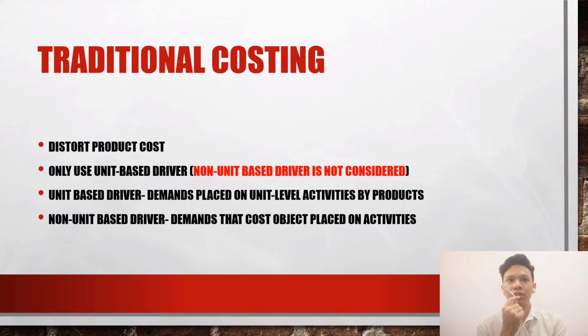Now, traditional costing may distort the product cost. This means that it may give false or incorrect information. This is because traditional costing only uses unit-based drivers to calculate. Non-unit-based drivers are not considered in the calculation. The unit-based driver means the demand placed on unit-level activities by products. This means they calculate it for each unit. For example, for 1 unit of product, they calculate the direct labor hours or the machine hours, so they bring it down to how many per unit.